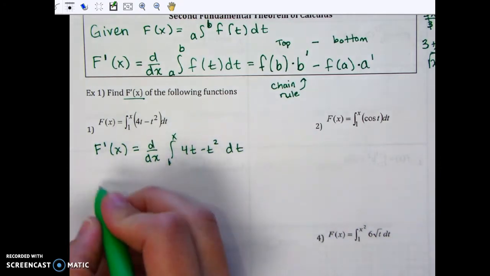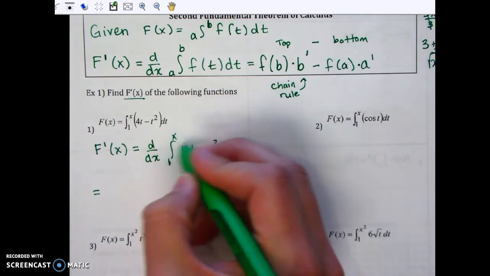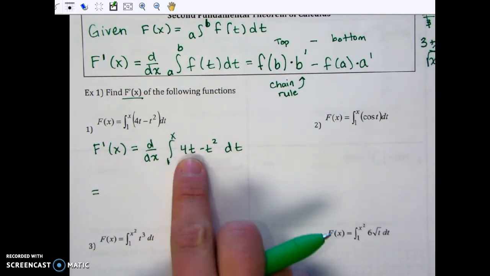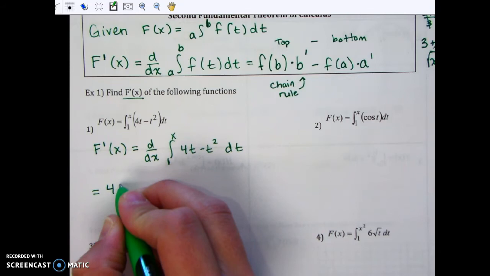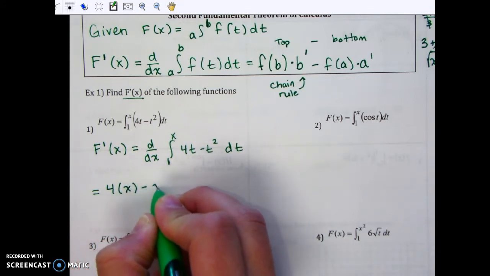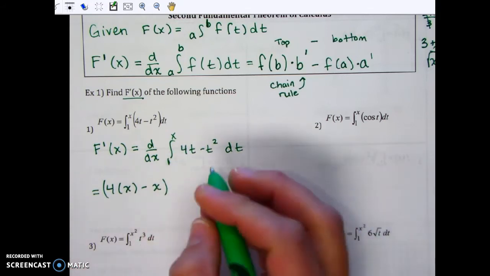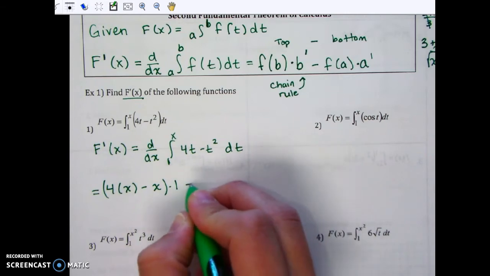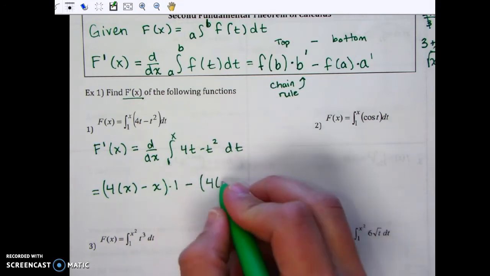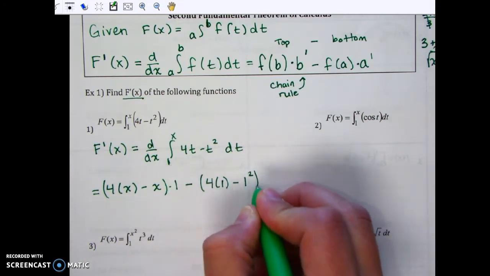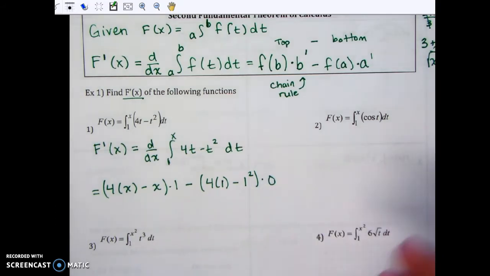So the derivative of the integral cancels, and what does our formula say? We're going to plug in. The top just plugs in. Does the 4t minus t squared change? Do we change anything with the function? No. We're just going to plug in the x wherever we saw t. So that's our top. We're going to multiply by the derivative of x. What's the derivative of x? 1 minus parentheses, the bottom plugged in. What's our bottom limit? 1 minus 1 squared. And then the derivative of 1. What's the derivative of 1? 0.